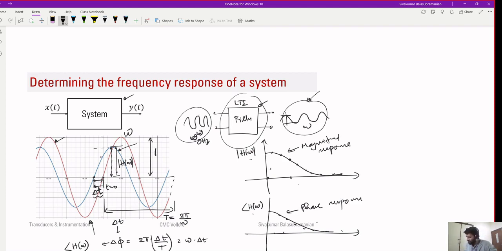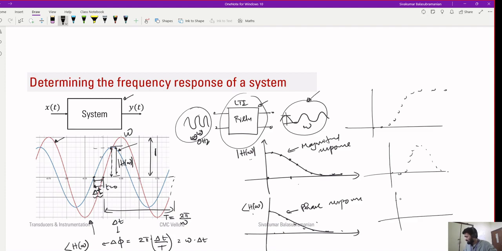So if this is a low pass filter, the magnitude response would look like this. If this is a high pass filter, and if you apply different frequencies, then you would get something like this. If it is band pass, then it will be like this. If it is band stop, you get a response like this. These are all the magnitude responses.